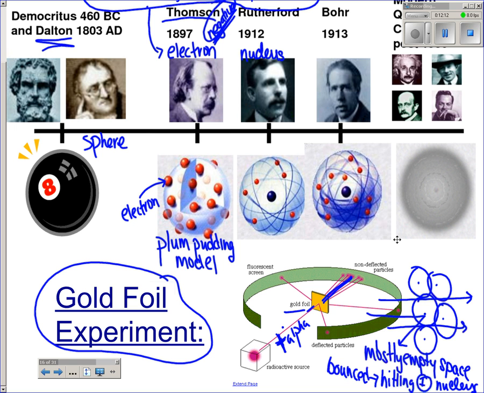So his two observations were that most of the particles passed through. That meant that it was empty space. The ones that bounced back meant that it was hitting a nucleus and there was a positive nucleus in the center of our atom.